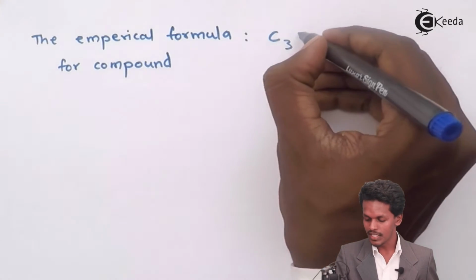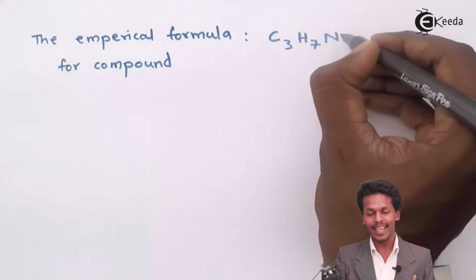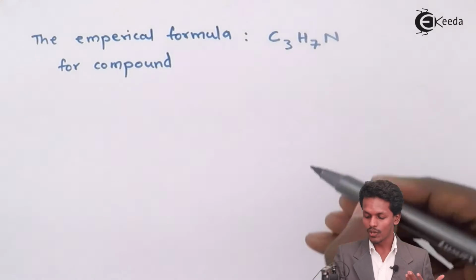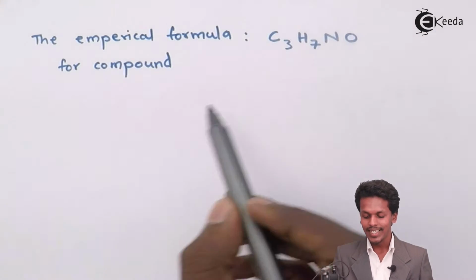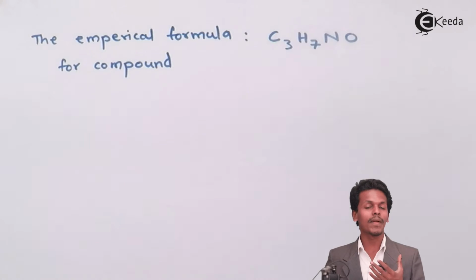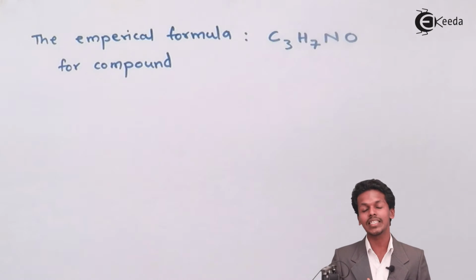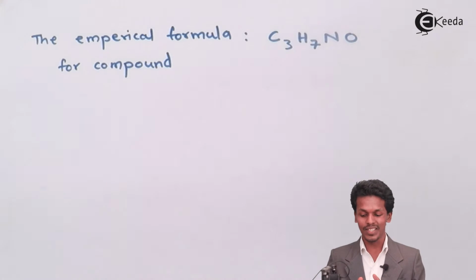Hydrogen has the simple ratio 7, while nitrogen has the simple ratio 1, and oxygen also has the simple ratio 1. So this is the empirical formula of that particular compound. Once we have the empirical formula, it will be very easy to calculate the empirical formula mass of this compound.